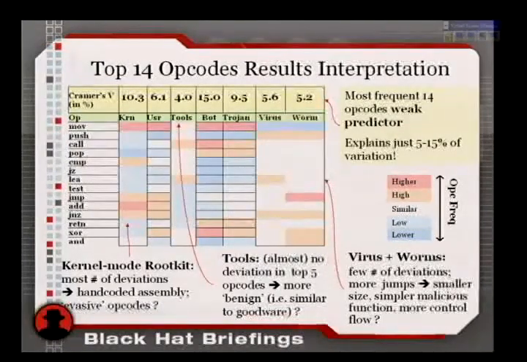But how much of the variation of the data does it explain? What we find from this slide is that just 5 to 15% of the variation is explained through this association. So this is not a very good predictor. The top 14 opcodes, the most common opcodes, are not a good predictor to be able to say this piece of software belongs to goodware or to any of the malware specimens.